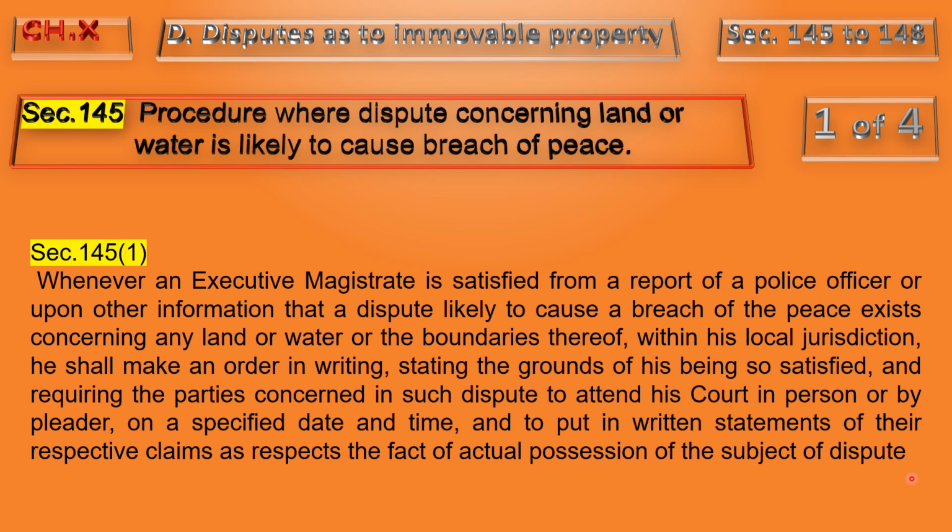Looks difficult, right? But it has nothing in it. Subsection 1 of section 145 says the executive magistrate, on the report of a police officer or other information, will make an order to the parties to the dispute to come to the court and bring the facts in front of the court regarding the dispute of a land or water. That's it. Simple.